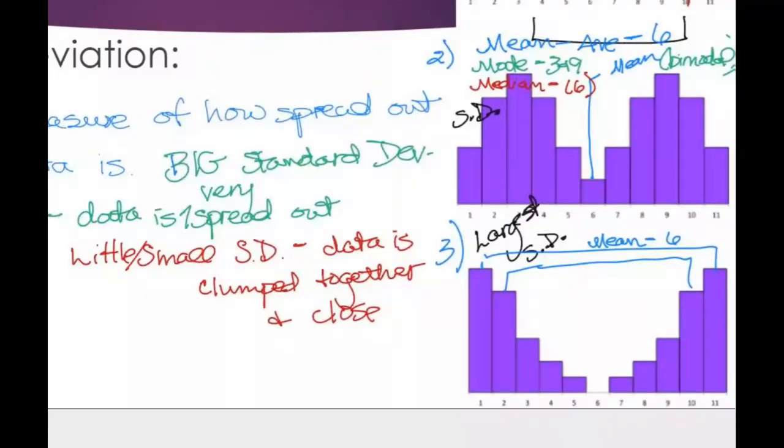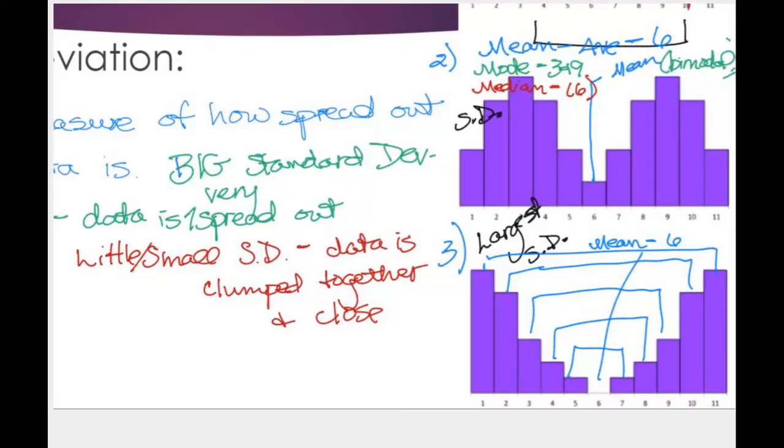So if you add 2 and 10, you're going to get 12. 12 divided by 2 is 6. 3 and 9, 12. So you keep getting 6, even though it's not there. Yes, the mean is going to be 6.